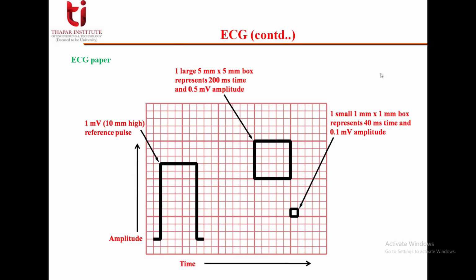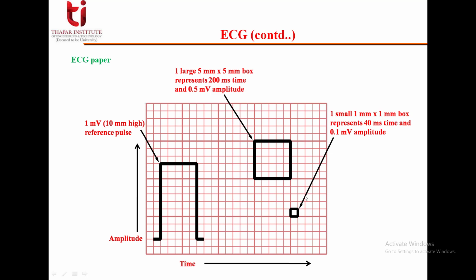Now let's see the basic dimensions of an ECG paper. Basically, it is a graph kind of paper on which we are taking the ECG signal. In this, the X-axis represents time, mainly in milliseconds, and amplitude is on the Y-axis, which is normally in millivolts. The large box is 5 mm by 5 mm in dimension, and in time it represents 200 milliseconds and 0.5 millivolt amplitude.